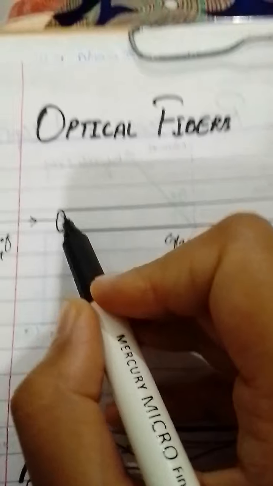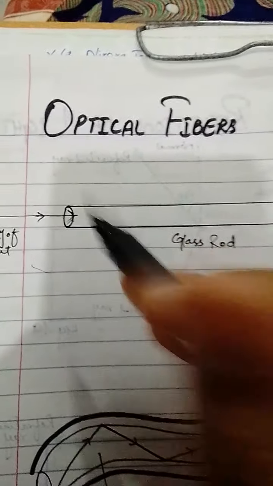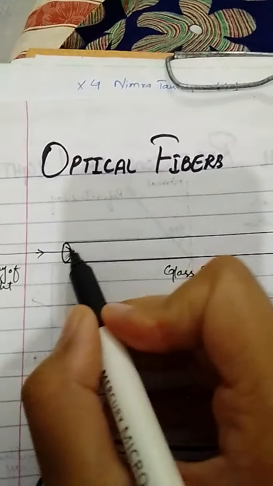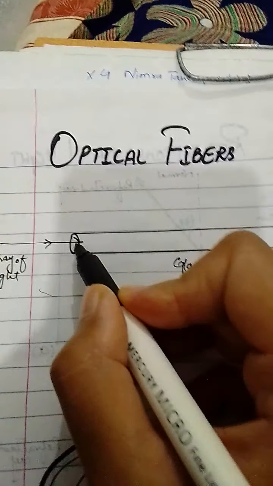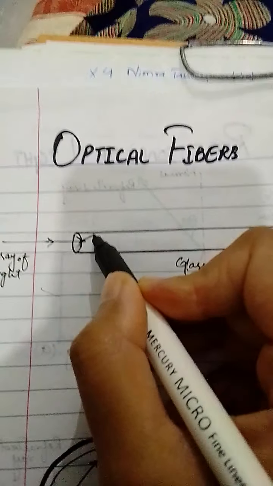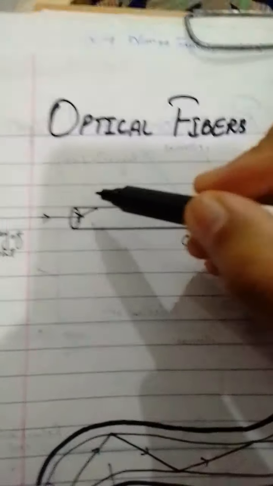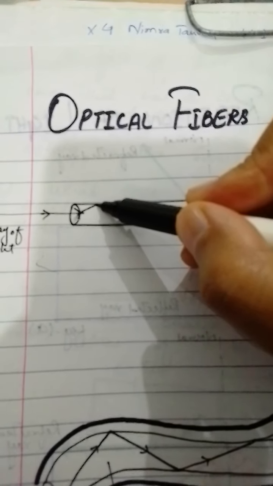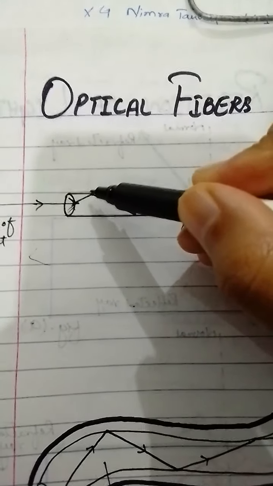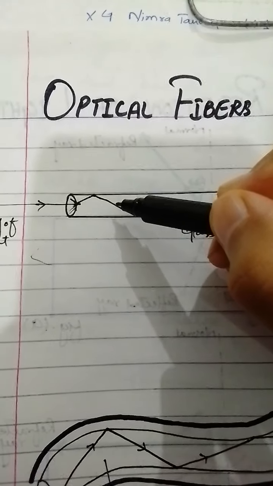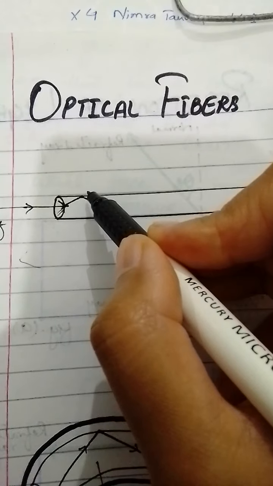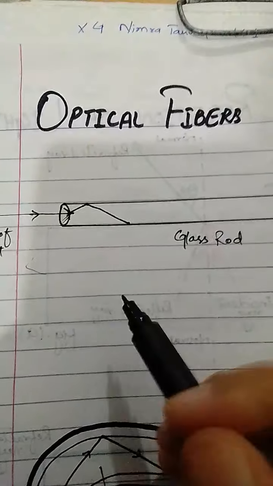Okay, so in this case, what happens when light enters this rod? It gets refracted and strikes the surface with an angle which is greater than the critical angle for these two mediums, and it gets totally internally reflected over here. None of the light gets to the other side of the glass rod.